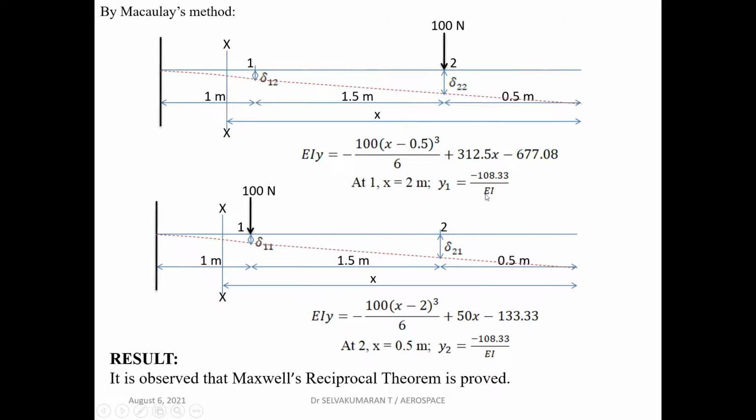You could see here y1, the deflection at point 1, is minus 108.33 divided by EI, and the deflection at point 2, y2, is equal to minus 108.33 by EI. You could see theoretically also the deflection values are proved. We can see that experimentally as well as theoretically, this Maxwell's reciprocal theorem is proved for a given cantilever beam. Let us watch the video now.